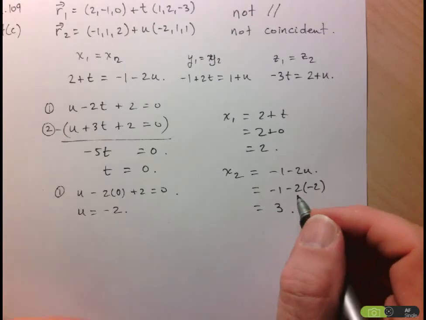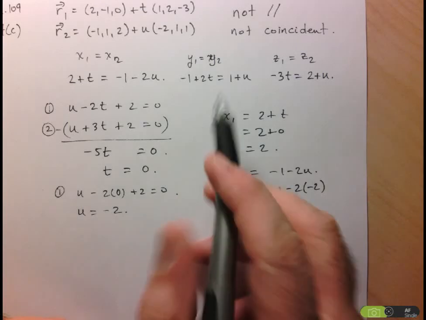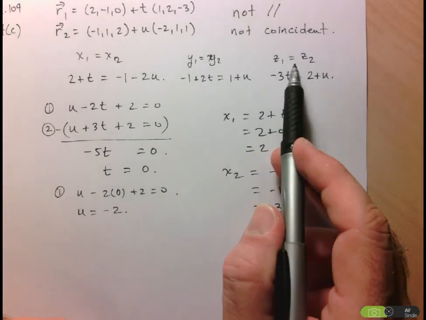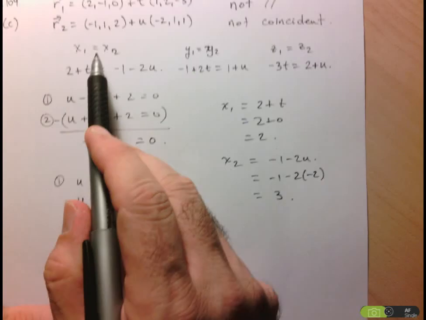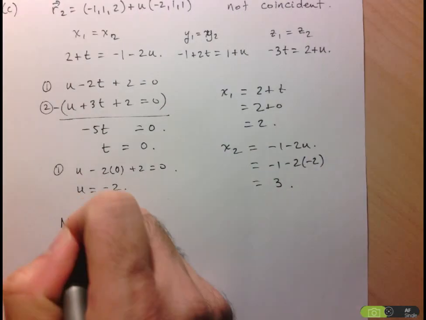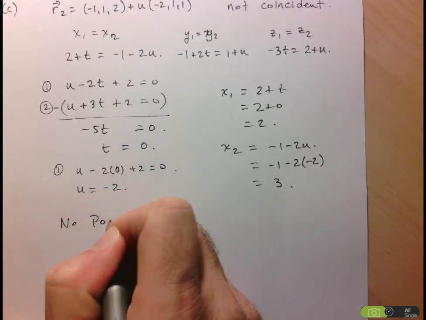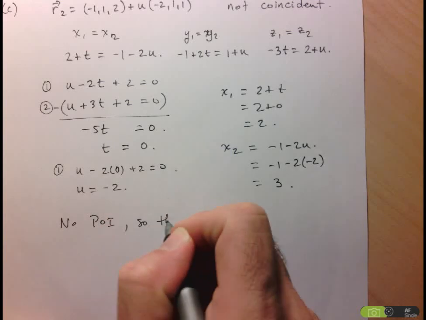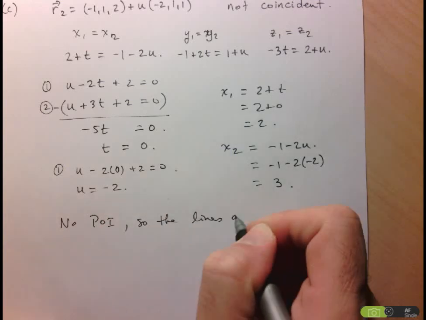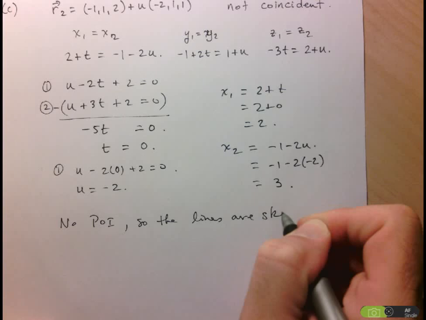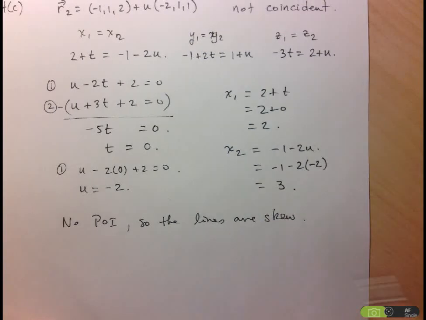Meaning that the t and u values that made the y values and z values equal do not make the x values equal. That means there is no point of intersection, so the lines are skew. And there we go, that's the end of the problem.